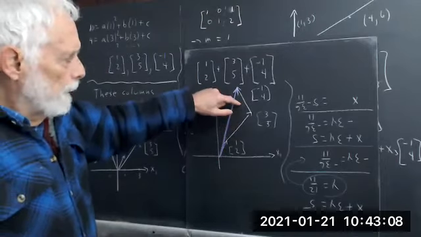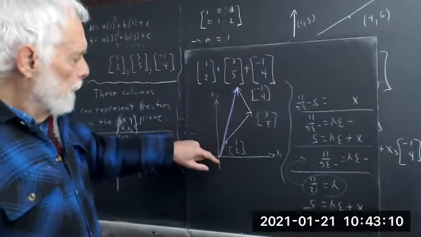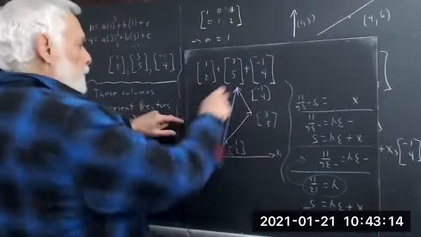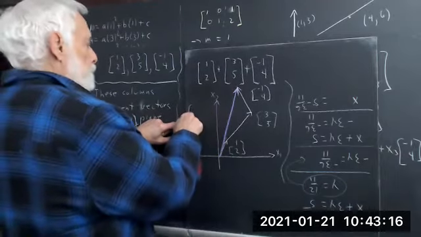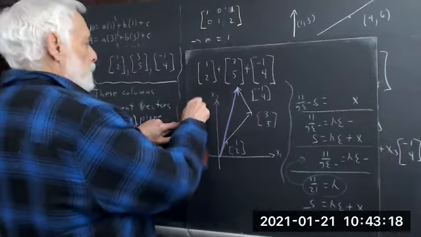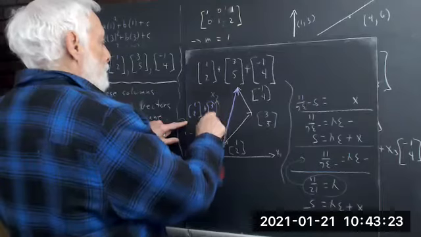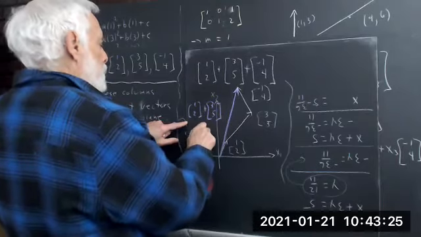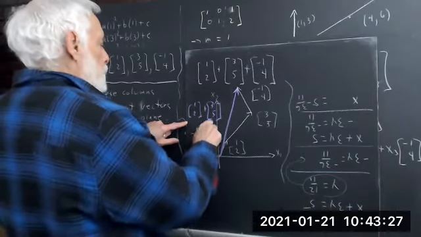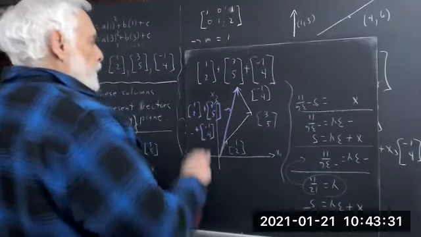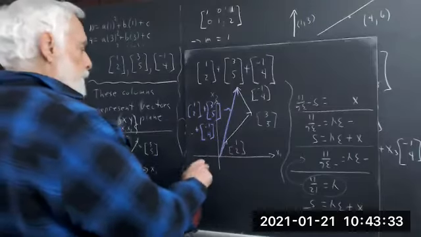Anyhow, here's the sum of the 3 vectors, and the sum is then this. So this vector here would be this. And of course, that can be added.